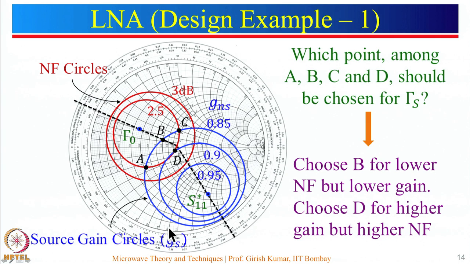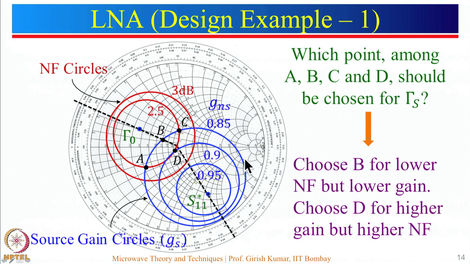Now, let us see different source gain circles. If we choose this particular point, which is S11 conjugate, then we would get maximum gain, but these are the other constant gain circles for different values of GNS. I am actually showing the normalized value of GNS, which can be, let us say, 0.85, 0.9, 0.95. Here of course, it will be equal to 1. The reason to show this GNS is because GS may have different values for different amplifiers or transistors.